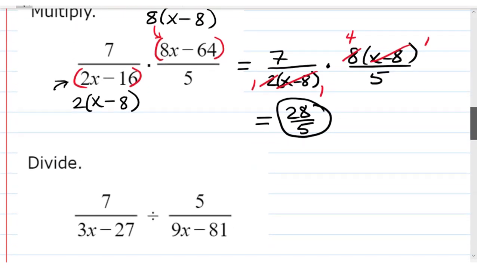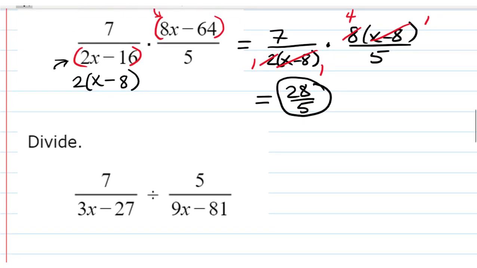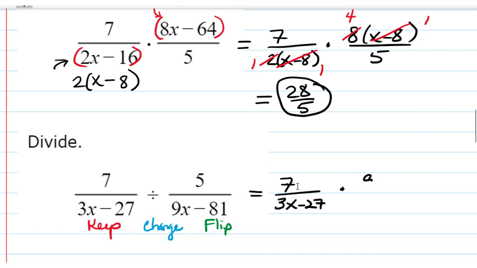Let's try one where we're dividing. The keep, change, flip idea still applies. So let's rewrite this as a multiplication problem. This is going to be 7 over 3x minus 27 times 9x minus 81 over 5.